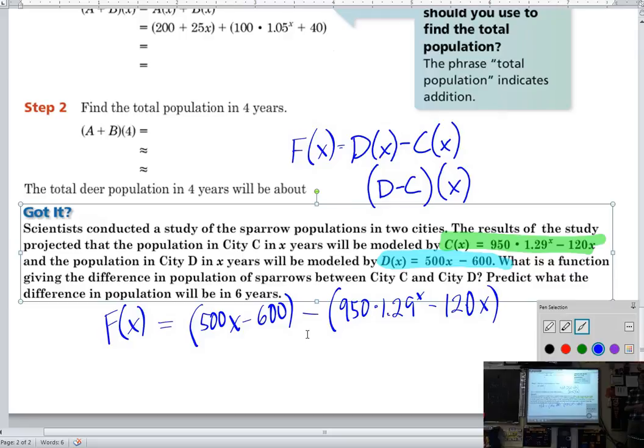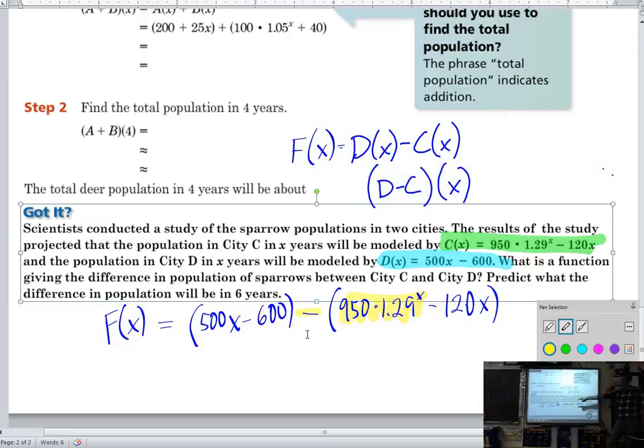Caleb? The only thing that doesn't have a like term is the 1.29 to the x. There's also another piece to that, though. Oh, to stay attached. Oh, okay, so negative 950. This does not have anything to join up with it, so let's go ahead and put that at the front. And then also negative 600 is right.